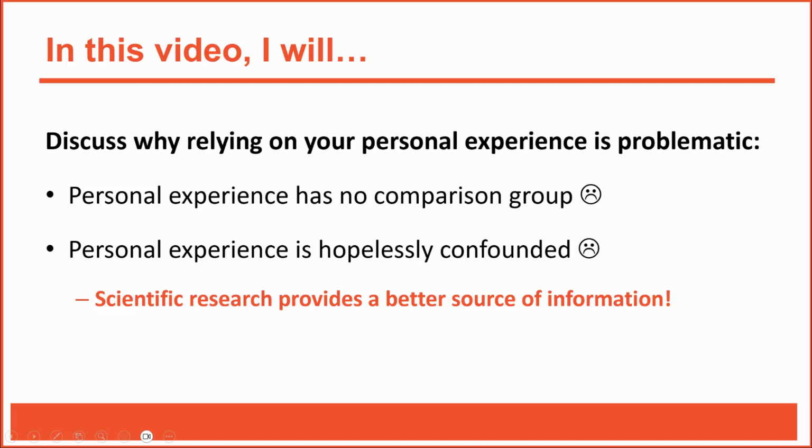One problem is that your personal experience has no comparison group, and that makes it difficult to understand how your life would be if you lived it differently. We'll also discuss how your personal experiences are confounded. That essentially means that your personal experiences are confusing. They contain a lot of drama. So it's tough to know which factors in your life influence various outcomes in your life.